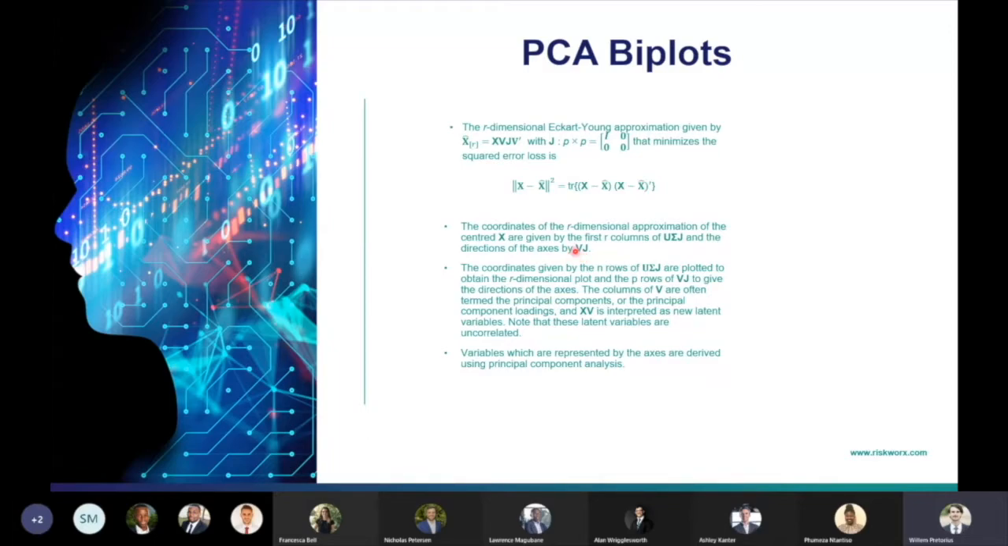So the direction of the axis is very important, and also the coordinates given by the n rows of that matrix are plotted to obtain the r-dimensional plot, and the p rows of Vj give you the direction of the biplot axis. And the columns of V are often termed the principal components or the principal component loadings, and XV is interpreted as new latent variables, which are uncorrelated. So the variables which are represented by the axes of a biplot are derived using your PCA.